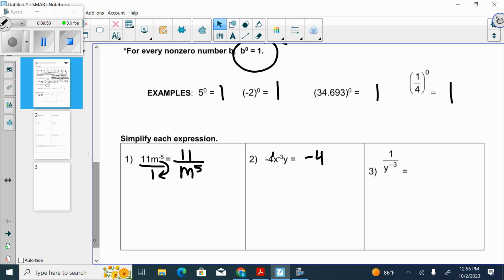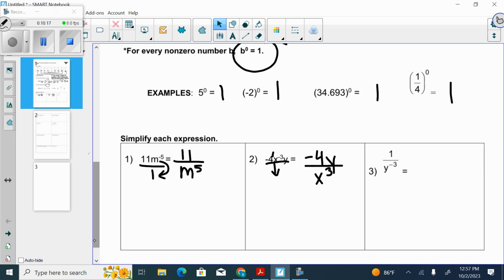Move it to the bottom. Right, move it across that line. So, negative 4 over x to the third. And what about that y? Does it have a negative exponent? No, so I'm going to leave it where it is. It's supposed to be on the top, because it was in the top with the negative 4. All right.